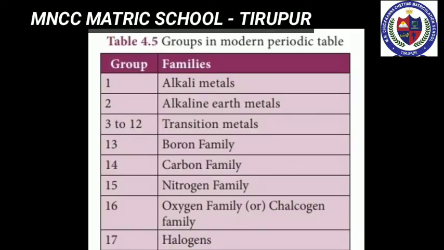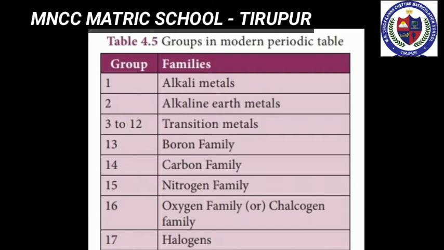Next we move to features of groups. The vertical columns in the periodic table, starting from top to bottom, are called groups. There are 18 groups in the periodic table. Based on the common characteristics of elements in each group, they can be grouped into various families. The first group is called alkali metals and the second group is called alkaline earth metals.